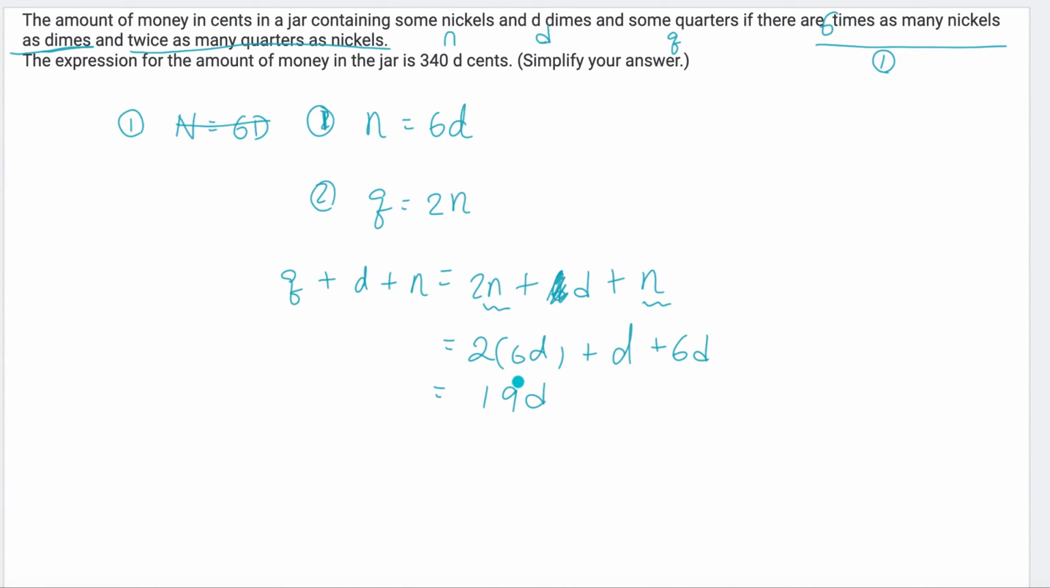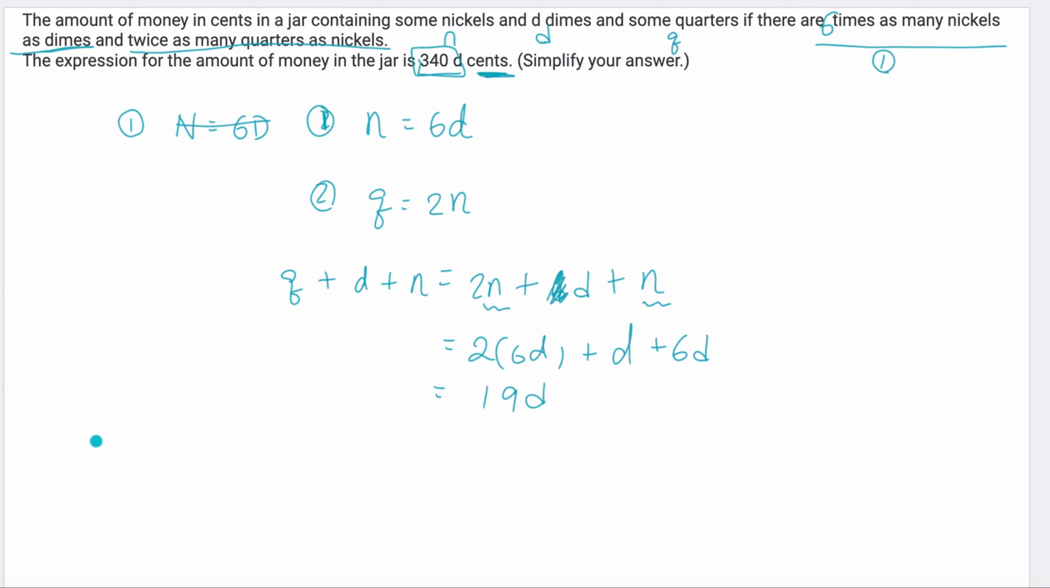However, this is not what we want. It's asking for the expression for the amount of money in the jar. This is the question. How many cents? How many cents is the question. If you're writing this in terms of d, you're counting how many coins there are. So this is not what it's asking us, right? Instead, we can think about it in cents.